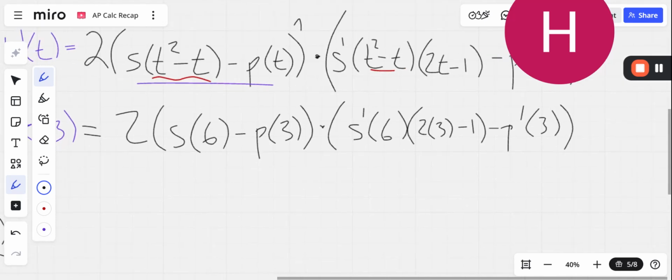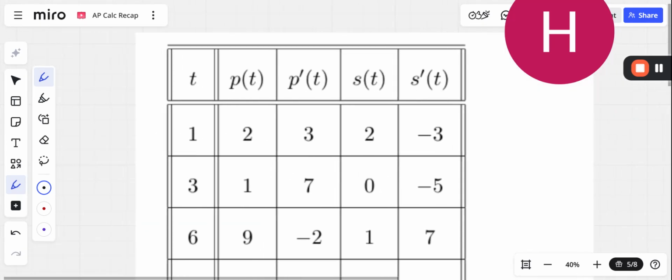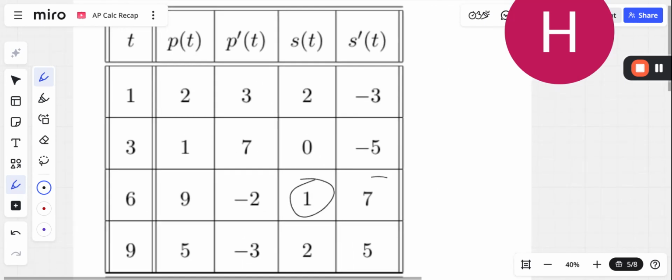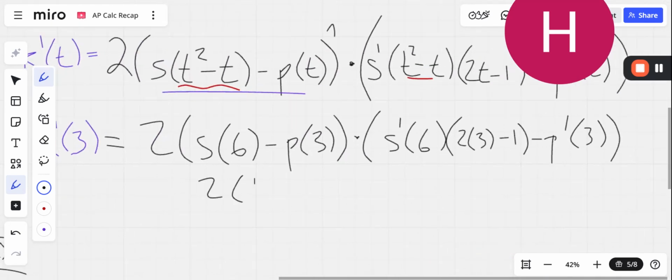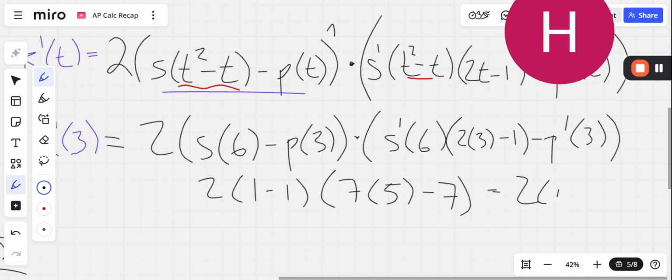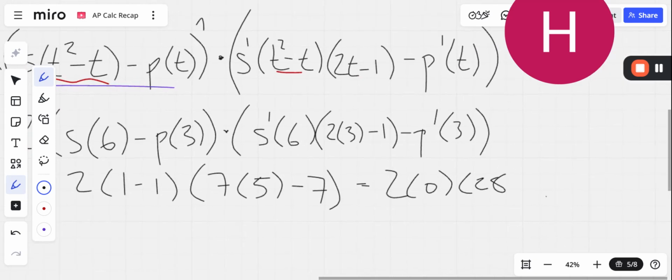And if you take a look at your chart, you'll notice something interesting. 3 and 6 for P and S. It's 1, 7, 1, 7. Huh. It's almost like I planned this. So when we do P of 3, sorry, S of 6 minus P of 3, I guess it doesn't really matter there. It's going to be 1 minus 1, which is 0. And if we're multiplying all of this stuff by 0, and it really doesn't matter that this is 7 times 5 minus 7, because this is just going to be 2 times 0 times 28, which obviously is just 0.